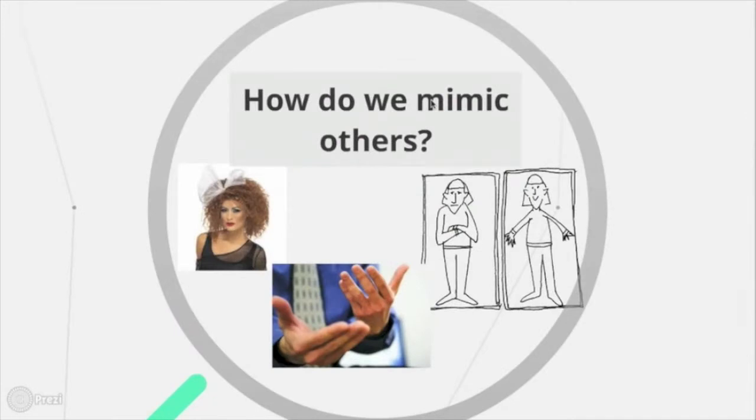We can mimic others in subtle ways, such as talking speed, hand gestures, or body posture, or it can be forthright imitations, such as hairstyles, fashion trends, music choice, or even getting married at a certain age.